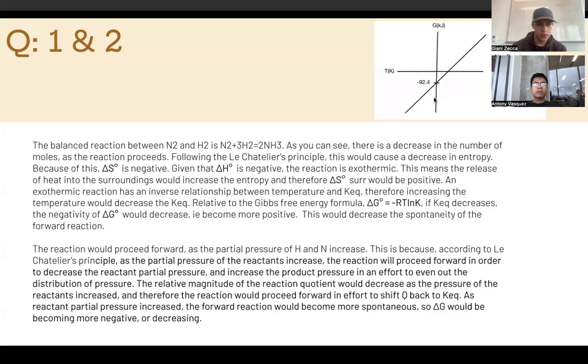As reactant partial pressure is increased, the forward reaction would become more spontaneous, so delta G would be becoming more negative, or decreasing.